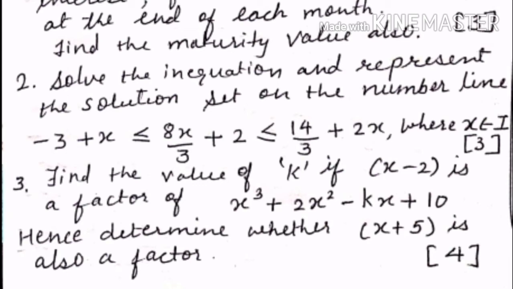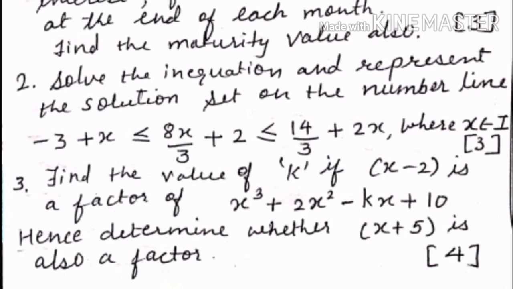Next question is find the value of k if x minus 2 is a factor of x cube plus 2x square minus kx plus 10. Hence determine whether x plus 5 is also factor. So here students, we all know that x minus 2 is a factor, means x is equal to 2 value you have to take and put in this our polynomial, and is equal to 0.